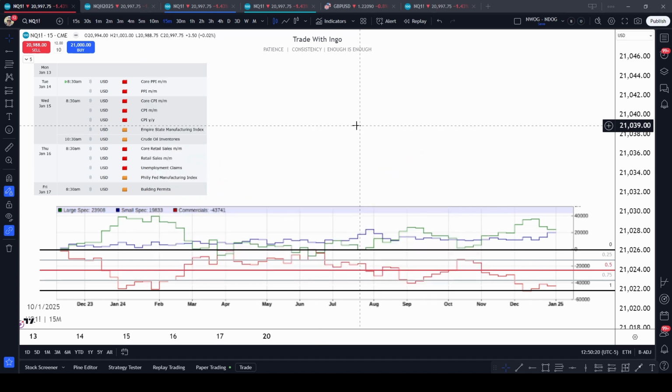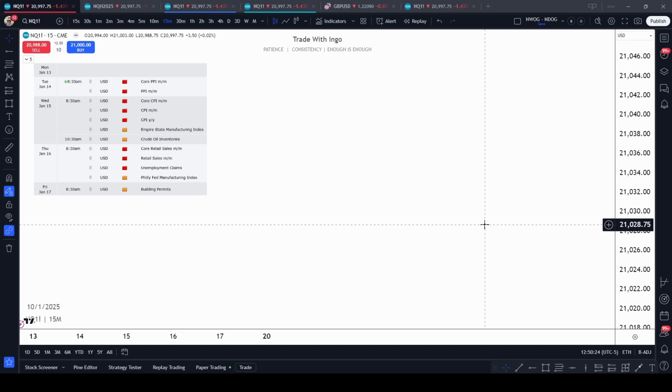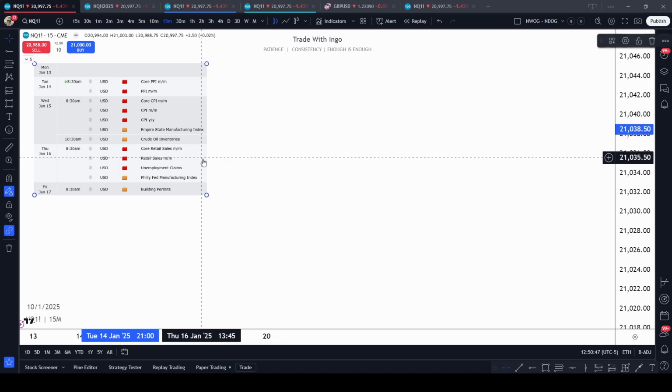So let's delete those pictures. Again, if you want to look into the commitment of traders report, you can go to cftc.gov or barchart.com, or go to month 10 of the core content of ICT, where he explains how to analyze and interpret the commitment of traders report.